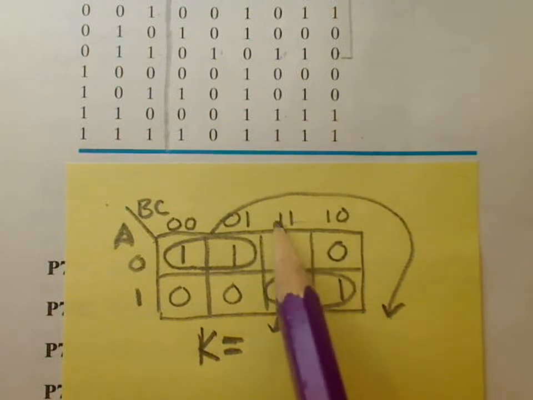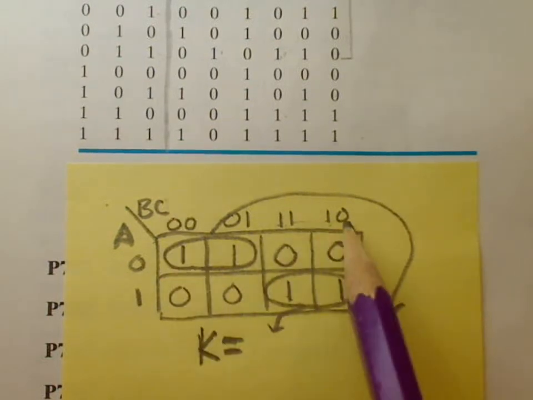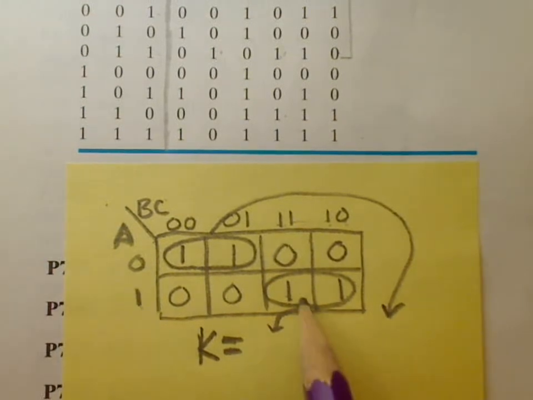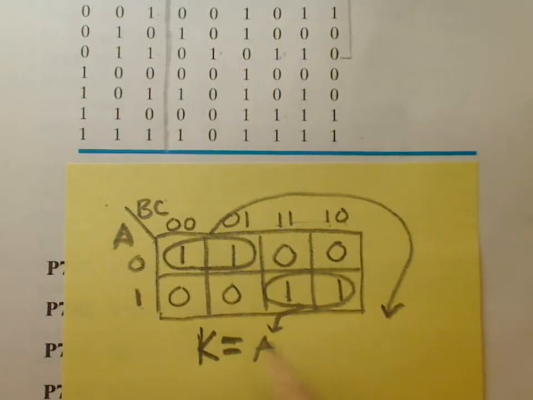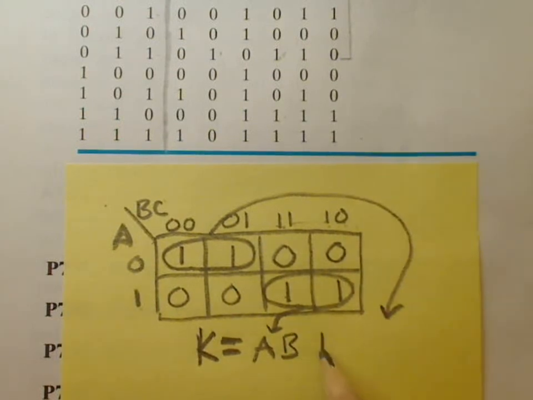You'll notice that B, going from here to here, stays 1, but C changes. So C doesn't really matter in this particular term. You'll see that A remains 1 going from there to there. So A remains high, B remains high, but C is not a valid term in that literal.